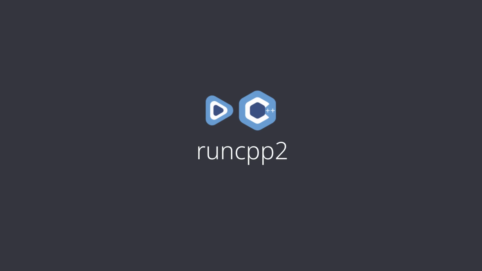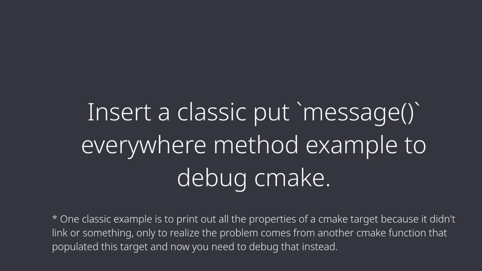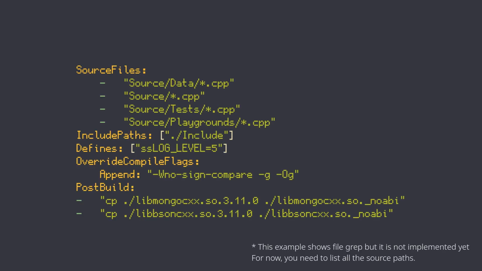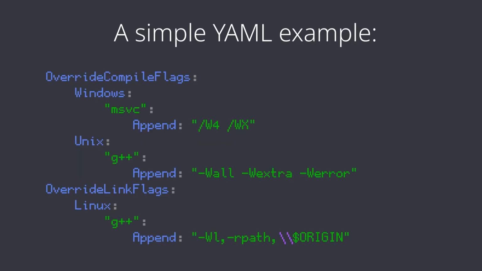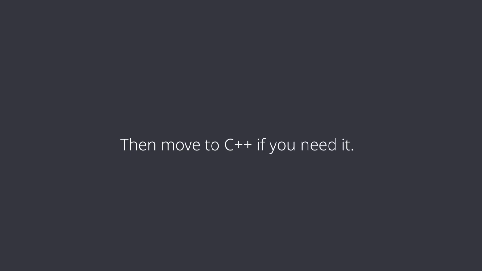The project is called Run CPP2, and unlike other build systems, it doesn't use an unintuitive, obscure, and poorly documented language that you cannot debug. It uses YAML, which is a declarative syntax for describing how to build a binary. And in the future, you can also use C++ itself, which I call scriptable pipeline, for building more complex projects. So you can start with a simple declarative syntax, then move to C++ if you need it.